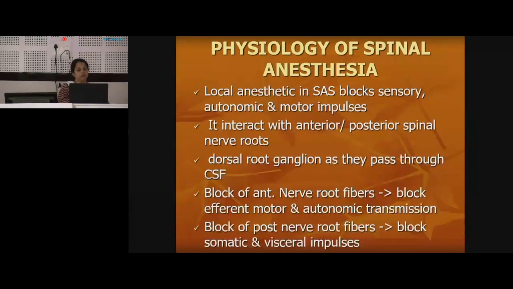Now, when we inject a drug in the intrathecal space, what is this local anesthetic going to do with the body? So it's physiology. Local anesthetics in the subarachnoid space block sensory, autonomic and motor impulses. They interact with the anterior and posterior spinal nerve roots and dorsal root ganglion as the drug passes through the CSF in an upward direction. Blocking anterior nerve root fibers blocks motor and autonomic transmission, and blocking posterior nerve root fibers blocks somatic and visceral impulses.